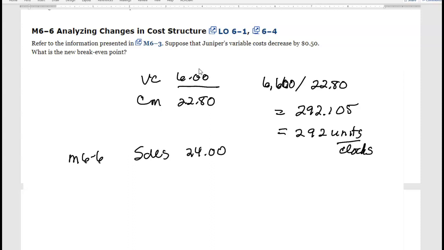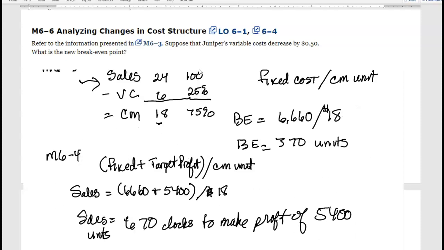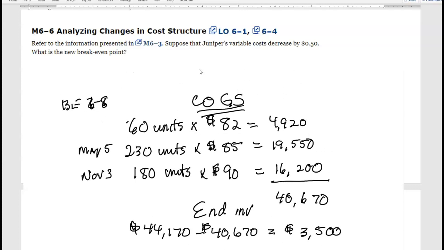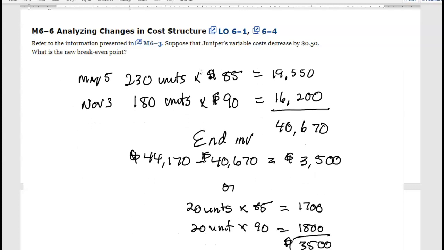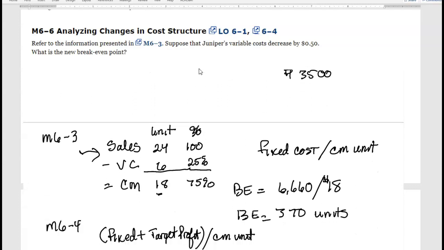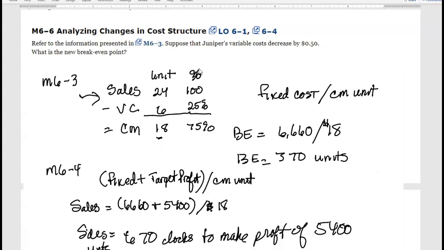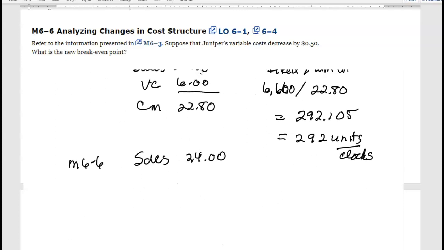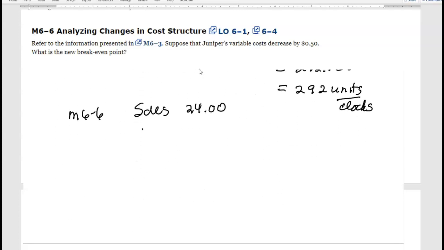Our original cost, back up here, our original cost, oops, sorry, that was a different problem. Original cost was $6. That's going to decrease by 50 cents, so variable cost 5.50. That gives us a new contribution margin per unit of $18.50.